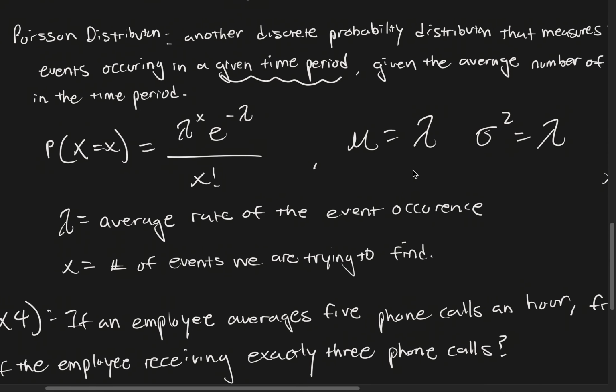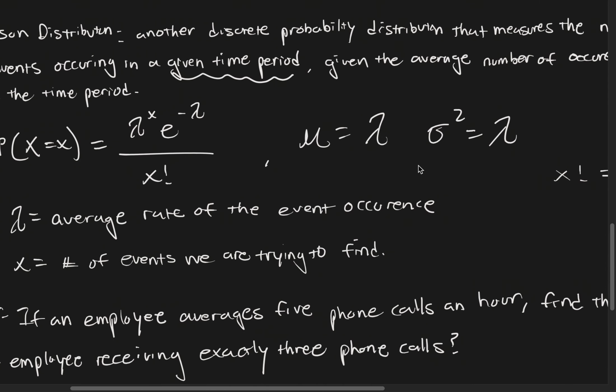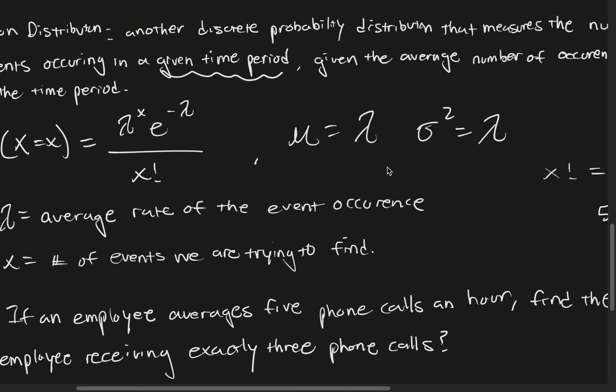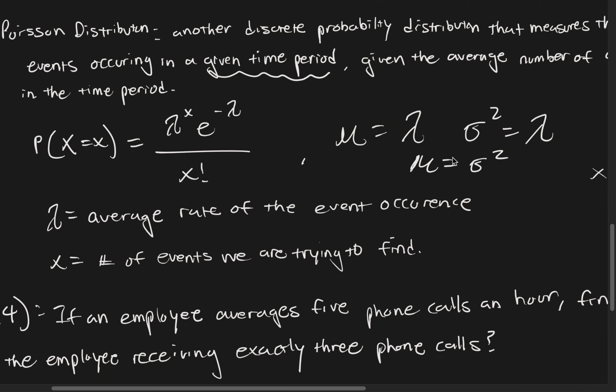A cool and simple feature of this Poisson distribution is that the mu is actually equal to lambda, and the variance, once again, equals lambda. So both the mu and variance are the same.